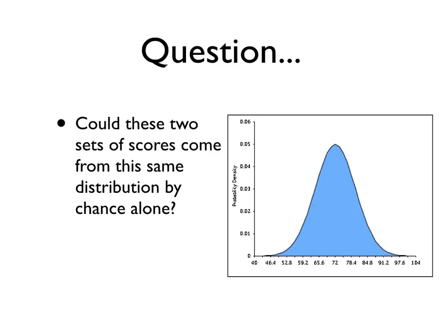One was around 66, one was around 72, right? Well, if one's around 66, it's right here. It seems pretty likely. This is the probability of getting a score of that size. The other one's 72, that's right in the middle. It seems pretty likely to me that those two sets of scores come from that distribution.